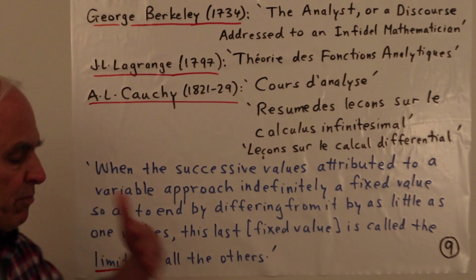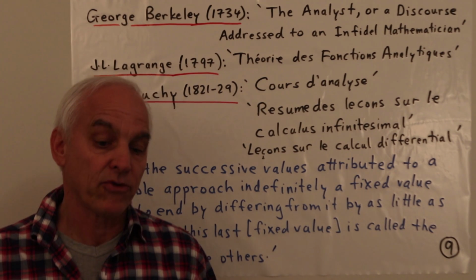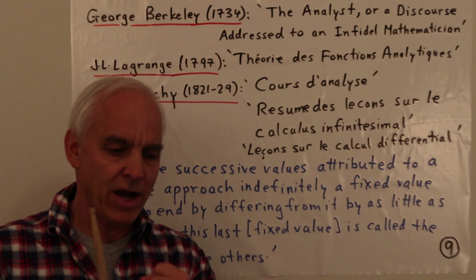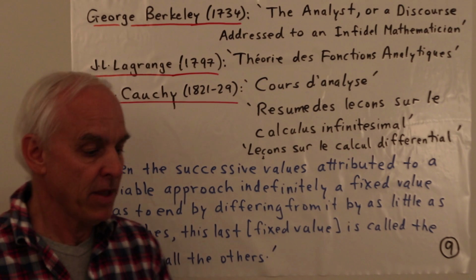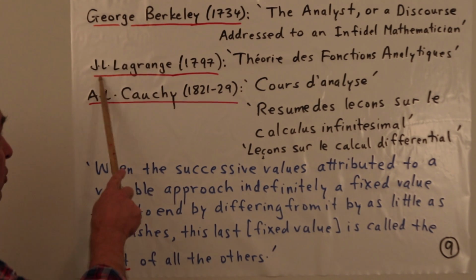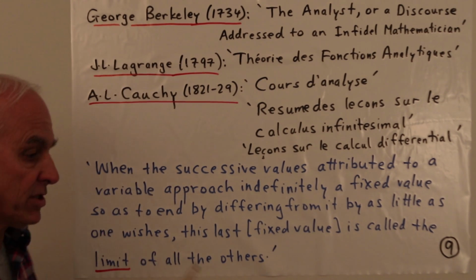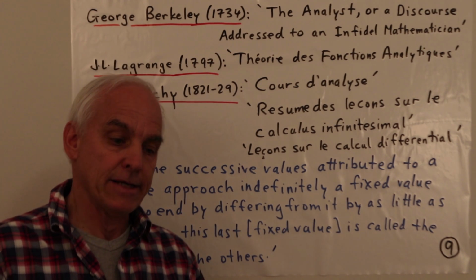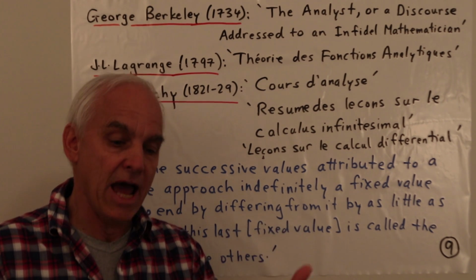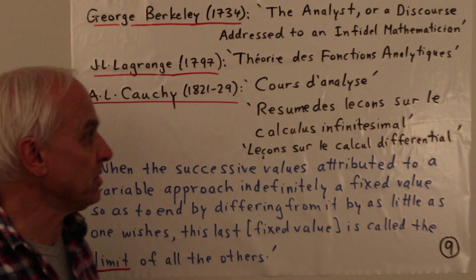So partly as a response to his and other people's criticisms, people started to try to tighten up the subject. And one of those people was Joseph Louis Lagrange, who was a towering figure who sort of proceeded after Euler to be the main mathematician in Europe.